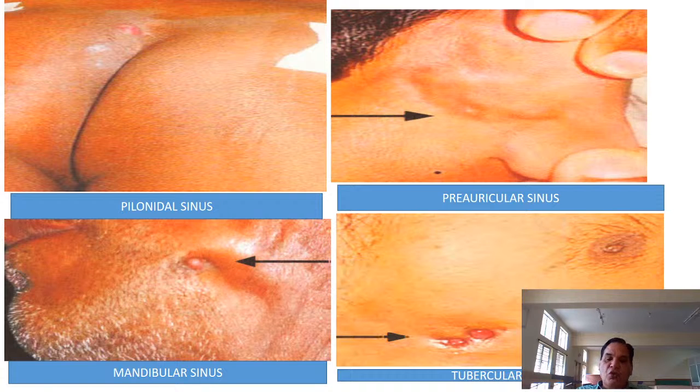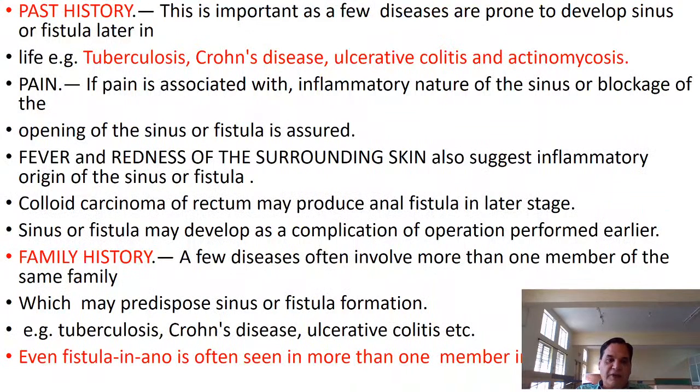Mandibular sinus: whenever there is infection of the maxillary or last tooth, a mandibular sinus forms. But mandibular sinus is most common in tooth decay. The last picture is showing a tuberculous sinus, the most common causative agent of a sinus. Here you can see the common site for tuberculous sinus is the axilla and chest wall. So for sinuses occurring on the chest wall, always think of tuberculosis. So the site itself is highly specific.